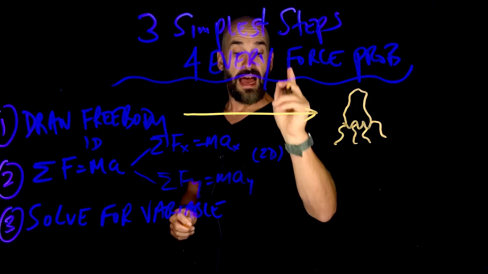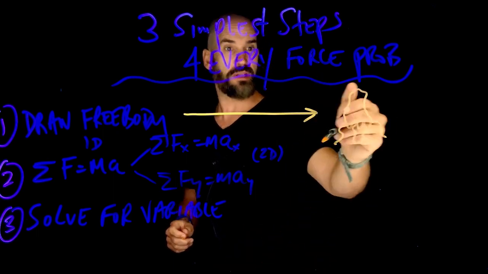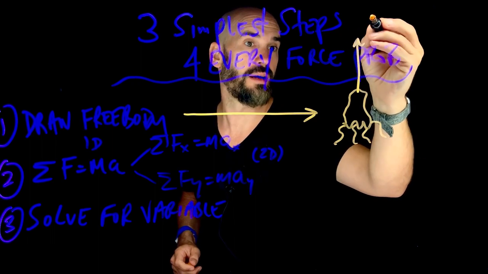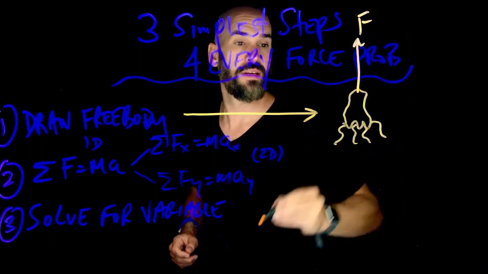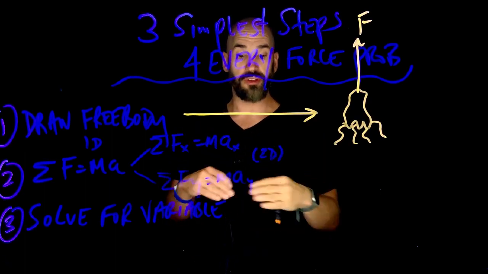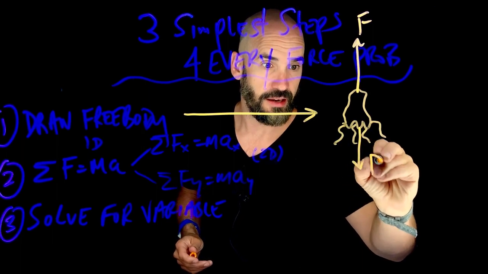Okay, so I have a force being applied in the direction of its motion. We'll just call that F. And then it also has a resistive force from the water. We call the resistive force in water just drag. So I'm going to put a D down here for drag.